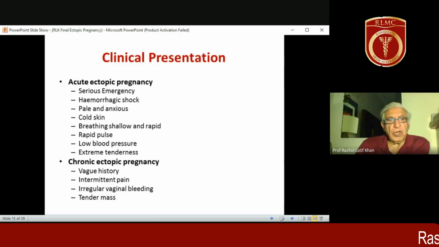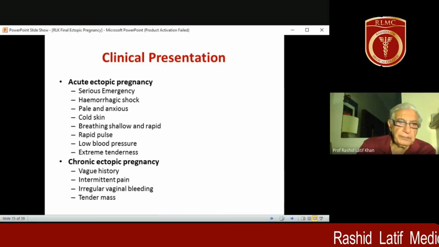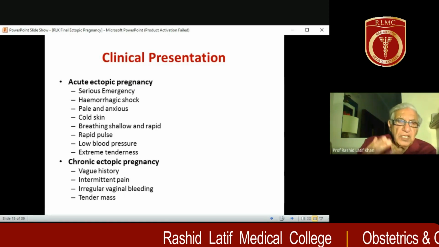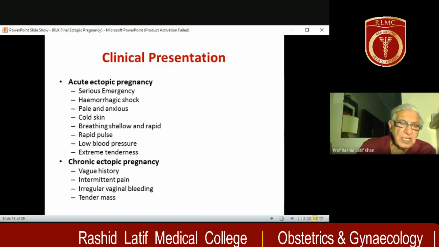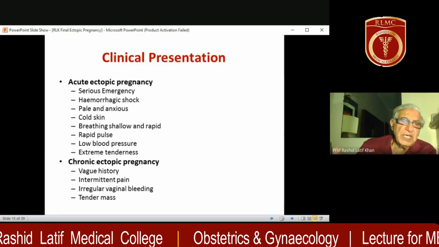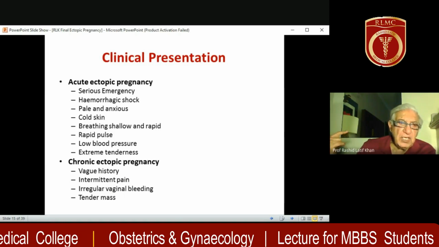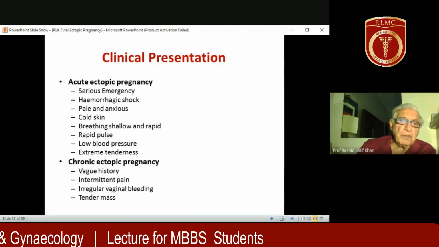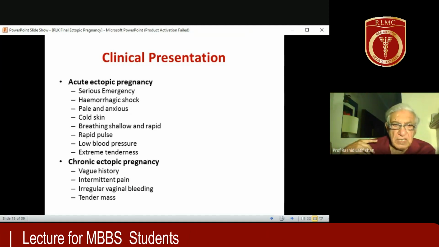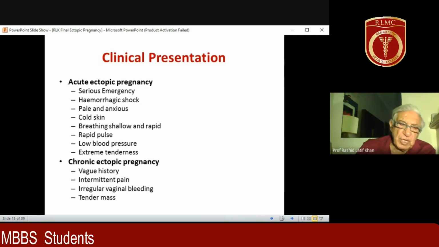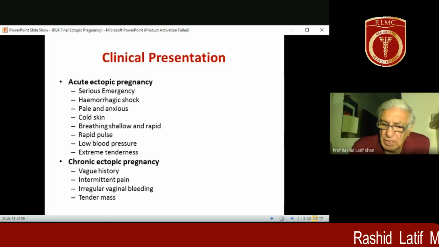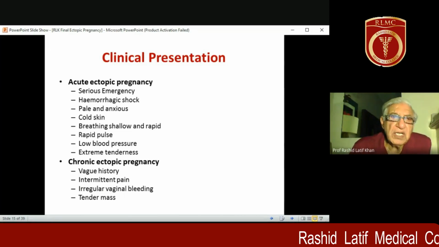The second is chronic ectopic, which is very difficult to diagnose. They have vague symptoms and vague signs. Usually, the history of amenorrhea is there, but one presumes in early stages that the pregnancy will be in the uterine cavity because in the first 6 weeks, ultrasound does not pick up the pregnancy. And intermittent pain continues, which sometimes gets worse, sometimes not. And when you examine, there's some vague tenderness. These are the patients who are difficult to diagnose clinically. They require investigations.